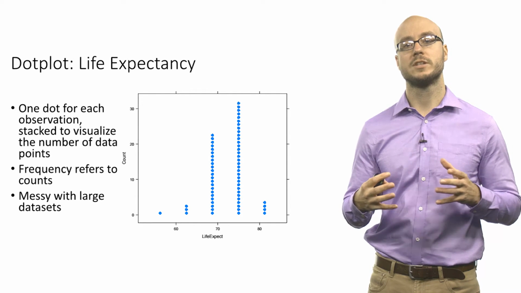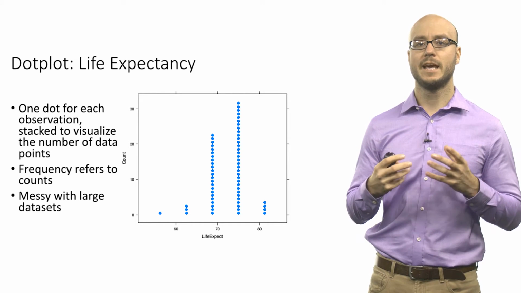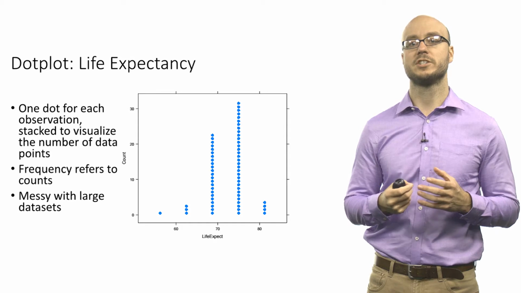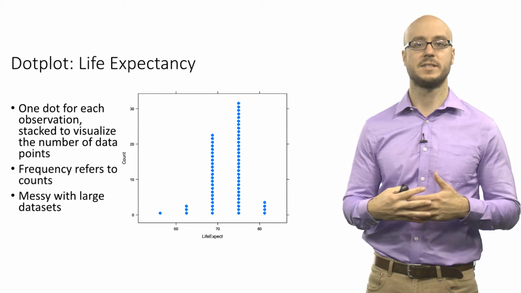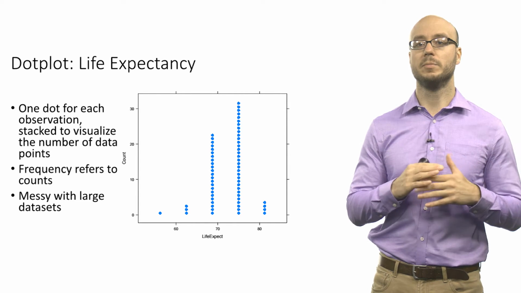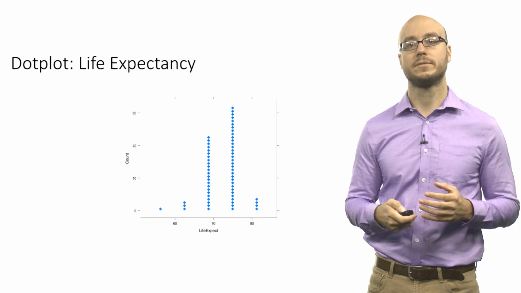So you can see here that there's some clustering in terms of life expectancy, but there's some variation as well. One issue with a dot plot is that it can be messy with large data sets because you're plotting each observation, each data point. If you have a large data set with many observations, let's say a data set of 1 million people, a dot plot will be very messy because you have too many data points to put on one graph.